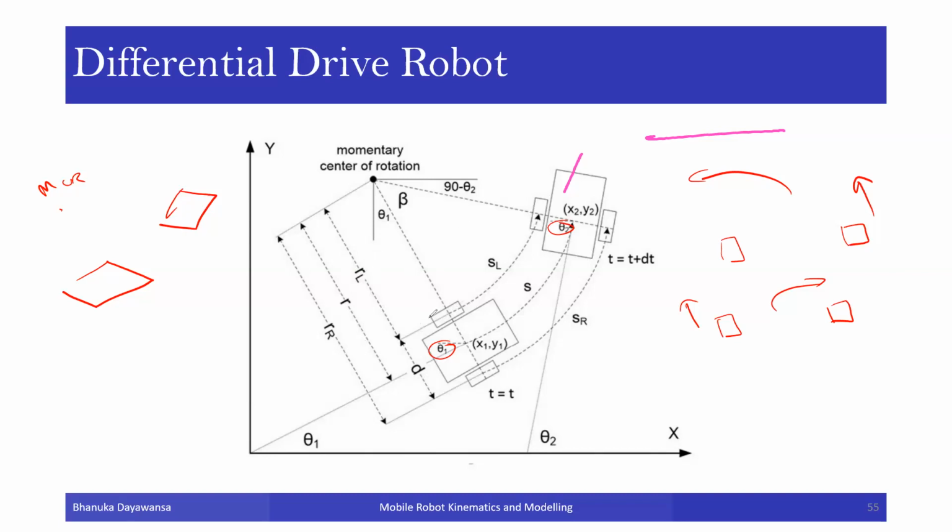I hope that is clear. So this is actually what the robot builds. So this is what we get. Now we have to derive this equation.